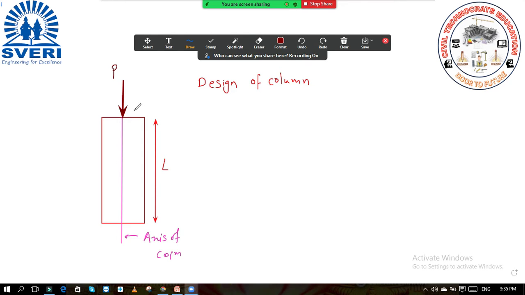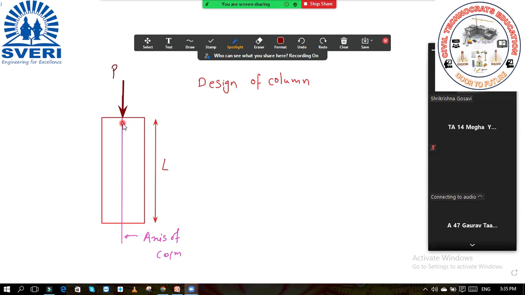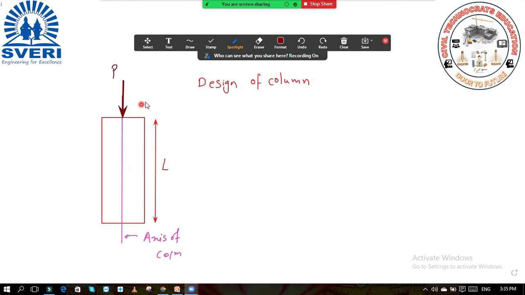How do we calculate the eccentricity? If the load is acting either to the right hand side or to the left hand side of this axis at some distance, then that will be the eccentricity. Now in this case, the load is acting perfectly along the axis of the column. So this is the concentric load acting along the axis of the column. So here the eccentricity is 0.